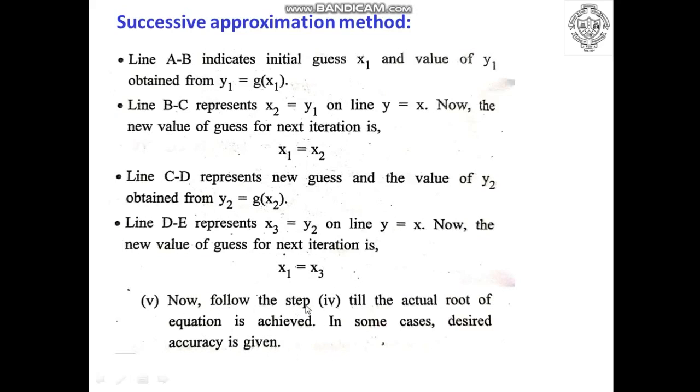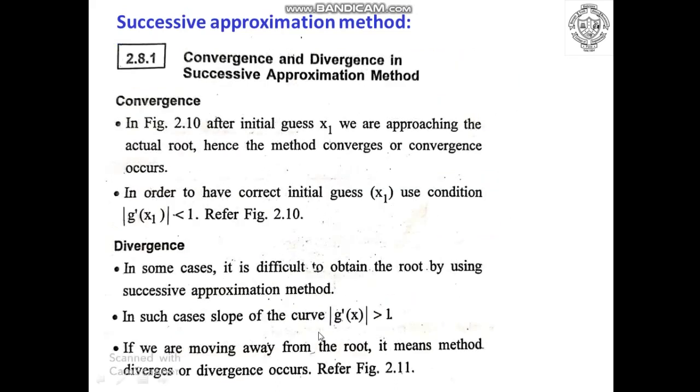So follow this particular step till the actual root of the equation is achieved. In some cases, desired accuracy is given. If it is given in the accuracy form, then you can perform iteration till you achieve the accuracy. Now, convergence we have already seen. In the previous figure, after the initial guess x1, we are approaching towards the actual root. Hence you can say the method converges, or convergence occurs.